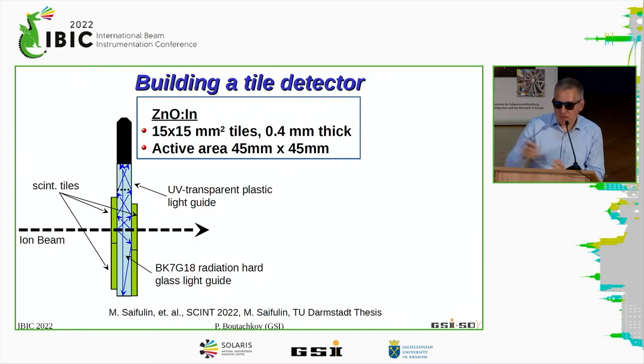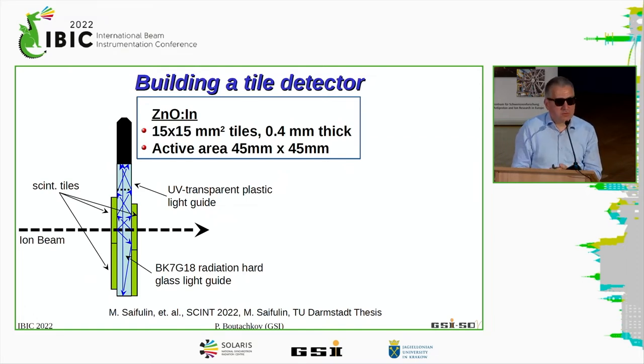Conceptually, this is how we did this. We have green zinc oxide pieces put together. Then behind it, we put radiation hard glass, the thickness and roughness of which were optimized so we can capture as much light as possible. But of course, if you put mechanical tiles together, you have gaps between them, so you'll be missing some particles which just happen to go through the gap between two tiles.